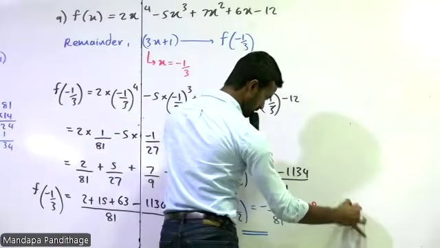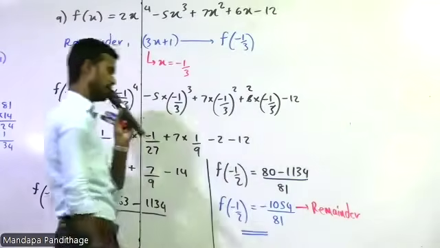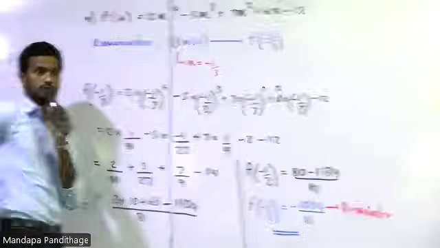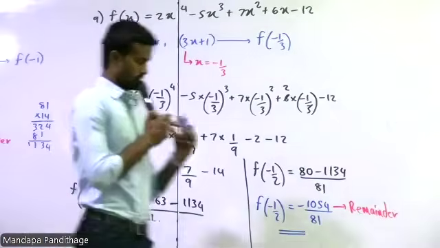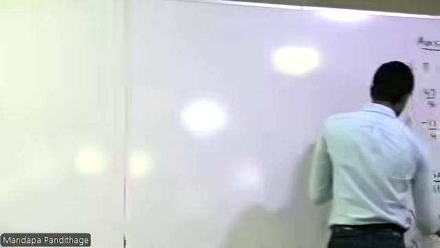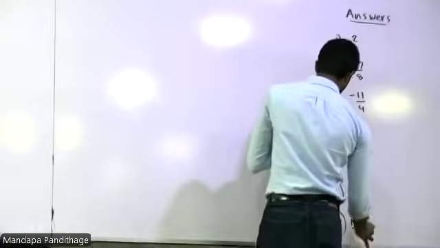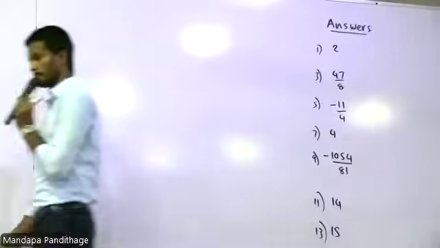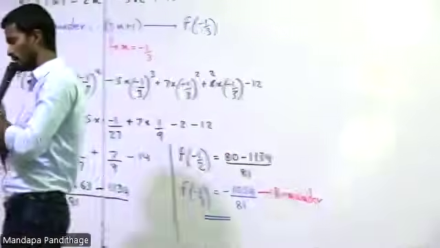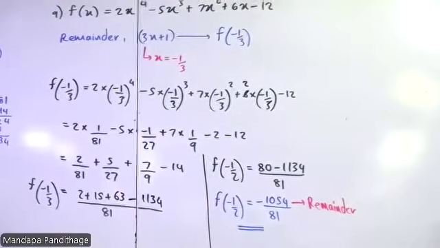you should get the remainder is minus 1054 over 81. Hands up who got that terms? Good. So 7, we got the answer is 14, 8, it's minus 1054 over 81. 11 and 13, I won't be doing it. The answer should be 14 and 15. If you have done 11 and 13 properly, the remainder should be 14 and 15.